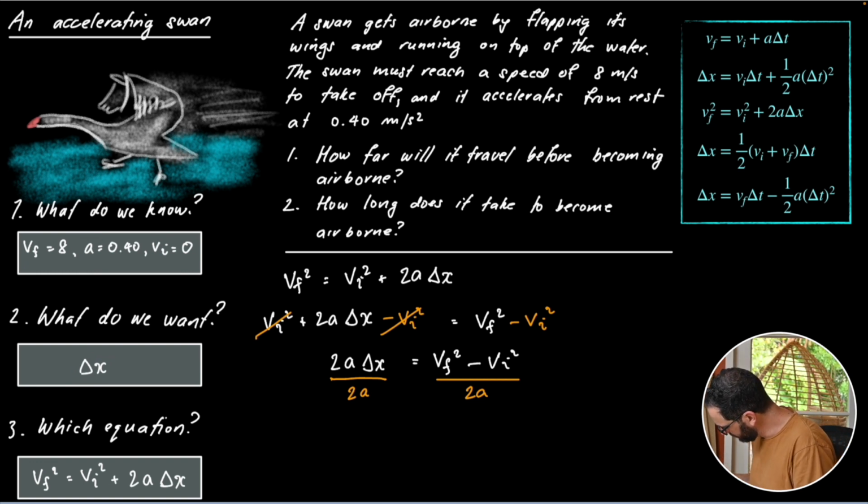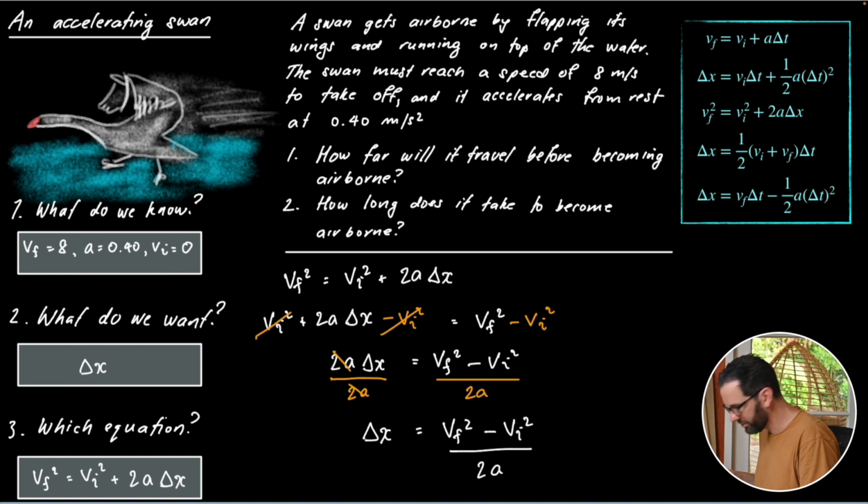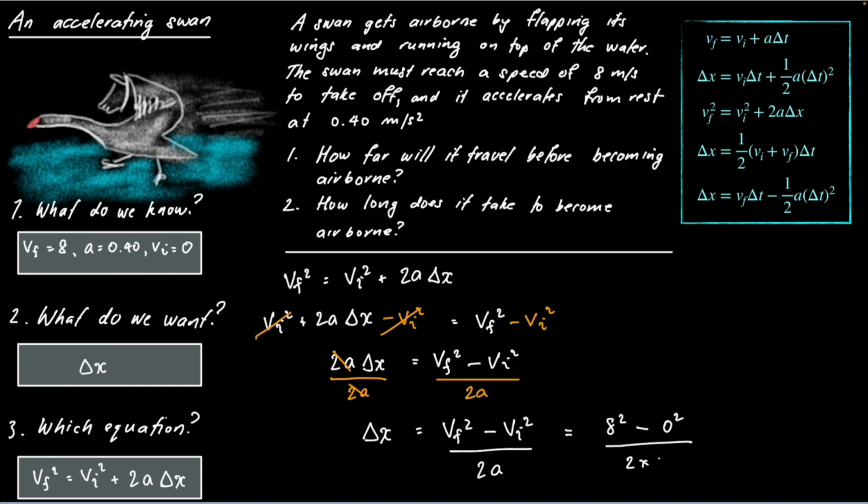So that should cancel these off because 2a over 2a is just 1. So that'll be 1 times x. So that will give me delta x is equal to vf squared minus vi squared over 2a. Now you may get to that rearrangement in a slightly different way. That's fine, so long as you do the steps correctly, it'll be equivalent to this. And now all I have to do is put my numbers in. So that's going to be 8 squared minus 0 squared, all divided by 2 times 0.4.